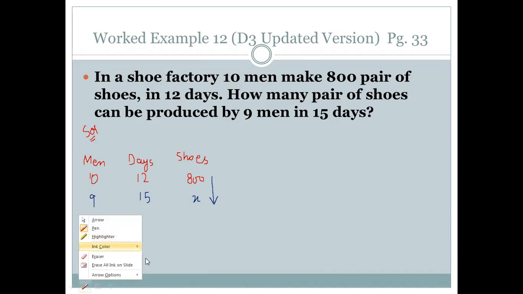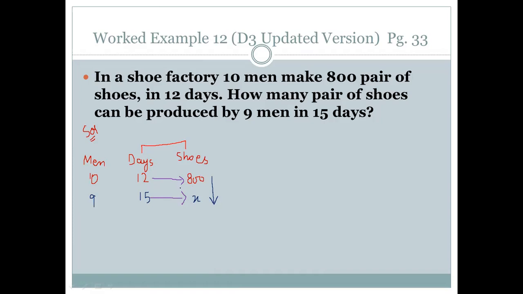Okay, now how can we compare? The simple procedure is that in the first attempt I'm going to compare these two columns. Okay, if you see over here, in 12 days 800 shoes can be made. Okay, so what does it mean? In 15 days, can we make more than 800 shoes? Yes. So it means that there is a relation between days and shoes. Which type of relation is it?